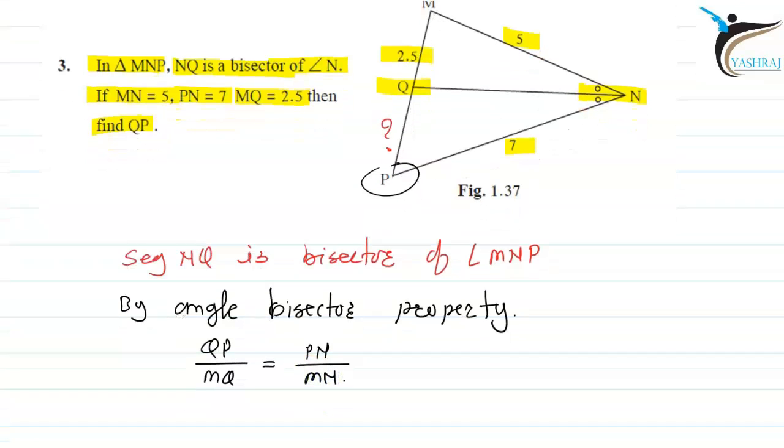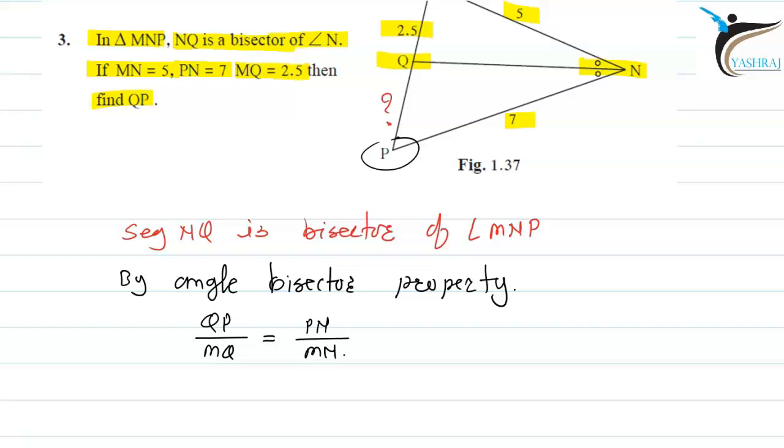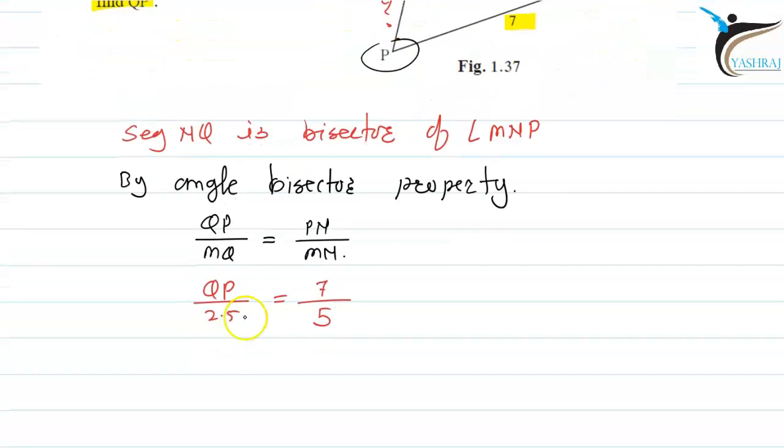Let us replace all values as per the figure or the given data. QP we are finding, MQ value is given as 2.5, PN value is 7, and MN value is 5. So now shift 2.5 from LHS to RHS, so that the value of QP is of the form: 2.5 is the divisor, after shifting it becomes a multiplier. Multiplier to whom? To 7. Keep in mind, whole divided by 5.